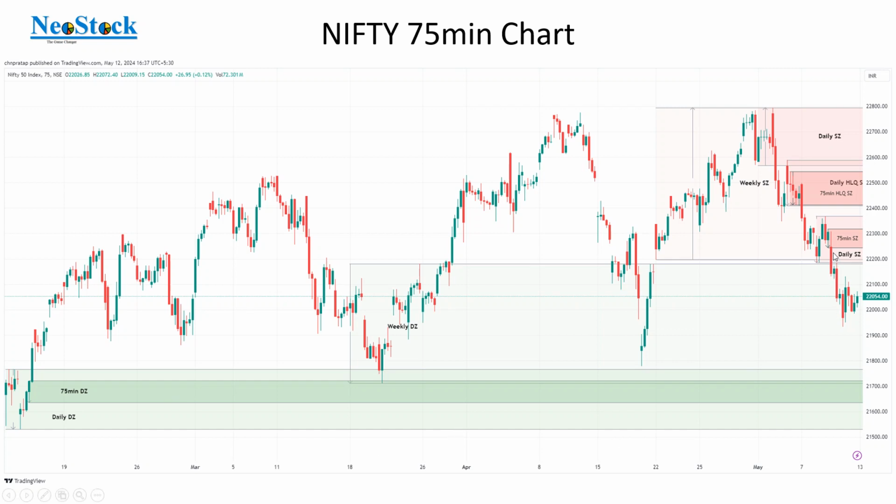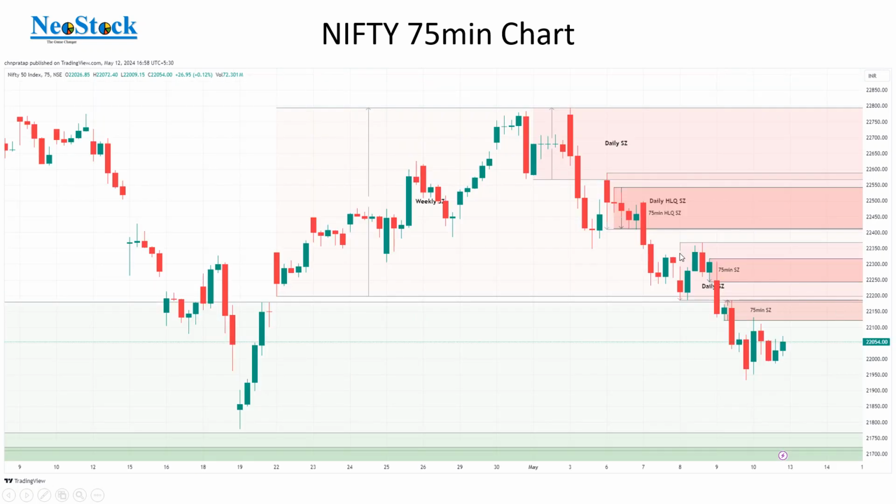Now what I do next, I will draw this supply zone, drop, base, drop. See here, drop, base, drop. This is not a fine-tuned zone, please remember. This is not part of the daily zone. But why is it important? It is important because the trend is your friend. Currently, the 75-minute zone trend is a downtrend. When it is a downtrend, obviously you should plan for short trades.